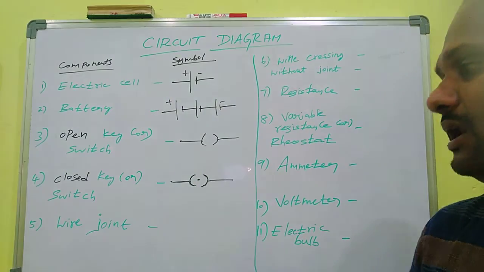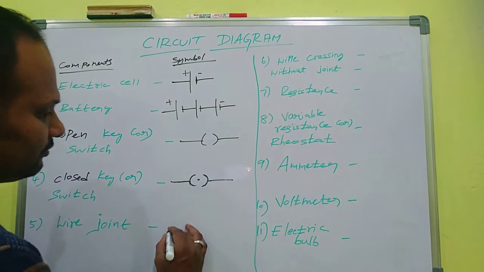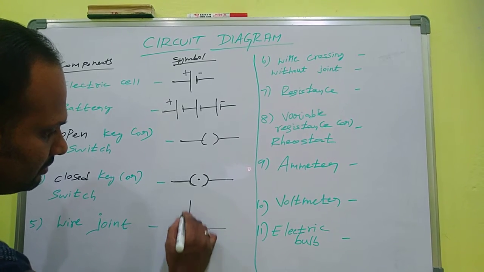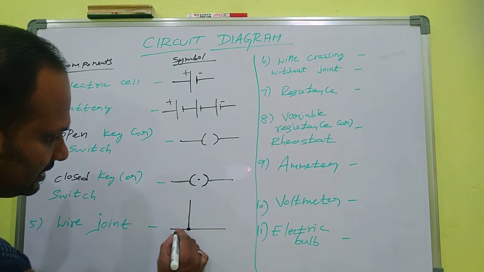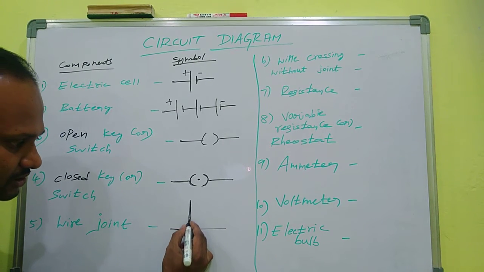The last one is the wire joint. Wire joint means we can indicate the joint of wires by this symbol. Here the two wires are jointed.